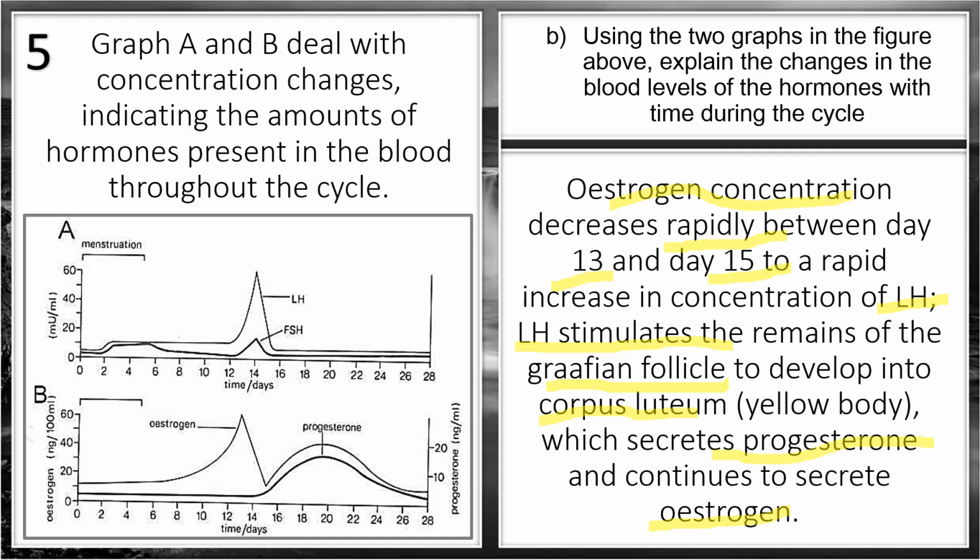So when the estrogen reaches the highest level, it causes the surge of production of luteinizing hormone. And this luteinizing hormone is going to cause ovulation to take place, and it will also stimulate the Graafian follicle to develop into the corpus luteum, which will continue producing progesterone, and at the same time also producing estrogen.